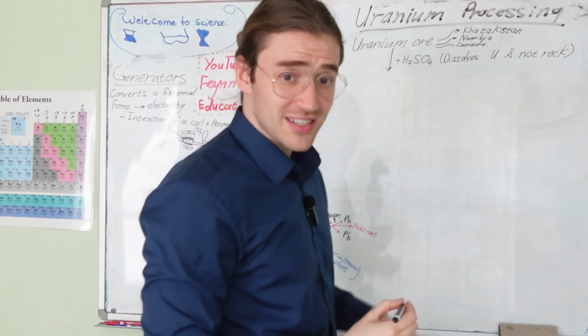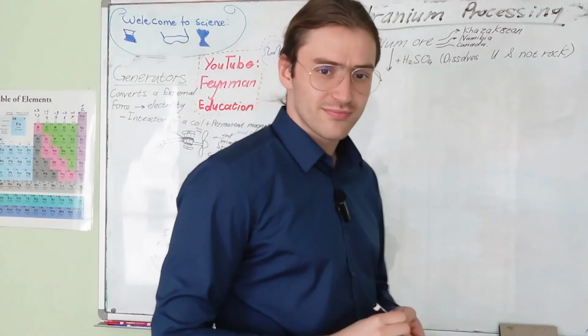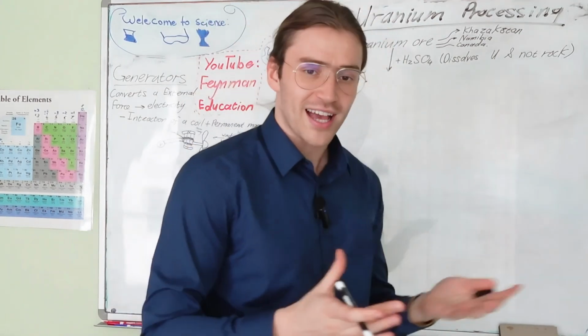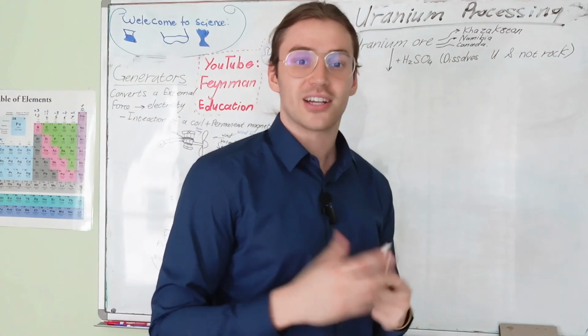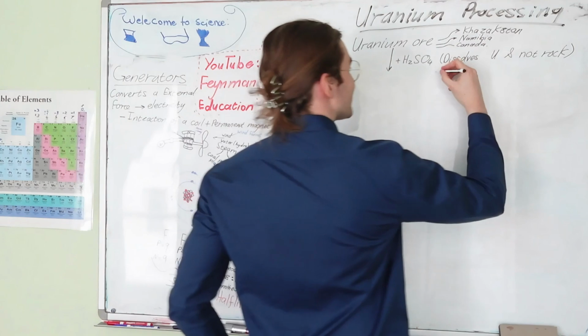Rock is made mainly out of silicon. Okay. Rock is mainly made out of silicon. And so it doesn't react with acid. That's why when you get an acid, it's usually going to be in a glass container or something like that, right? Because it's unreactive. So this is called acid leaching.